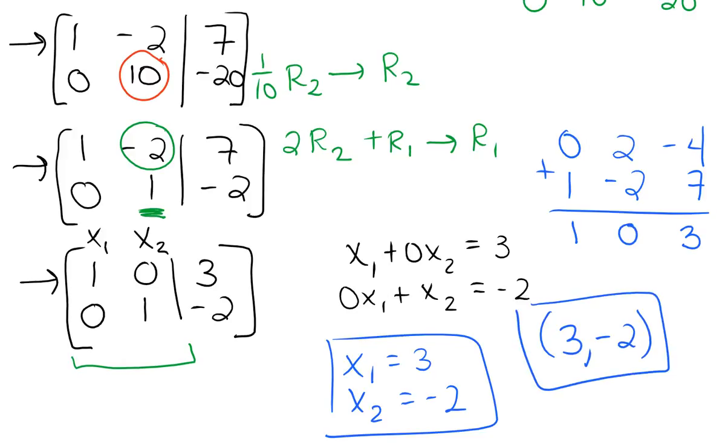Alright, so the idea here, of course, is you want to create what is called a diagonal matrix, where you have 1s on the diagonal and 0s everywhere else. Once you have that diagonal matrix, you can immediately read your solutions just by going across the rows. The first term will always be the first variable, the second one would be the second variable, and so on and so forth.